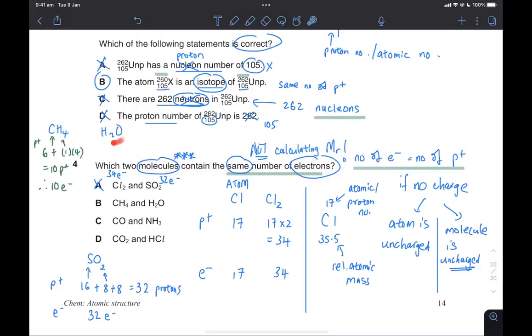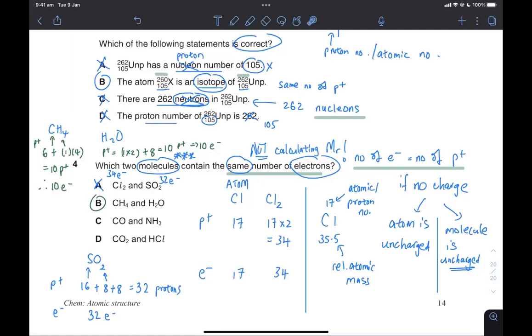Now tell me, how many protons do you have in the H2O molecule? The whole thing, what would you do? You can tell me you're working, because working is more important. What would you do? 1 times 2, yep, because you have 2 protons from the 2 hydrogen, and then plus 8. Be very careful. I want you to focus again. Some people keep on thinking about Mr, but they forgot that it's the number of protons. They come from the proton number. So 10 protons mean 10 electrons because the molecule is uncharged. 10 electrons in CH4, 10 electrons in H2O. These are the same number of electrons there.